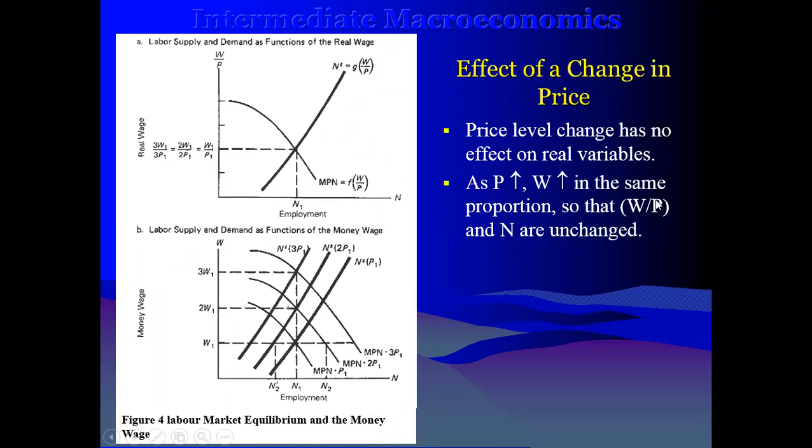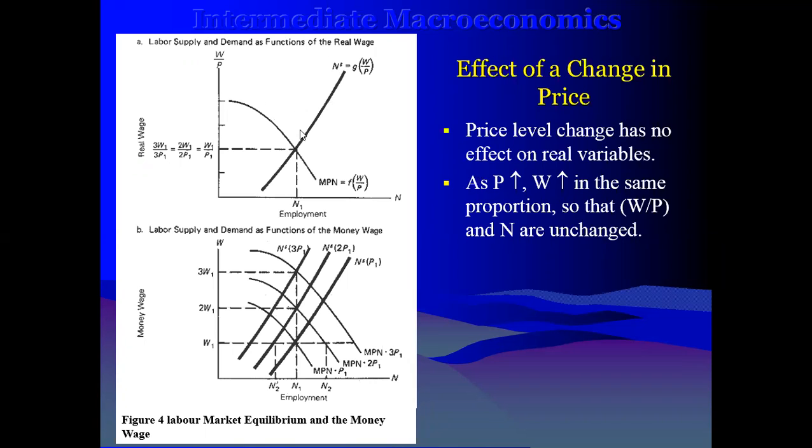If there's no change in real wage, then there will be no change in the units of labor that is hired. Just assume price increases again by, say, 20%. Then workers will call for an increase in wage of 20% proportionately, which means that there's no change in W over P, and N2 will remain unchanged. So changes in price have no effect on the labor market.